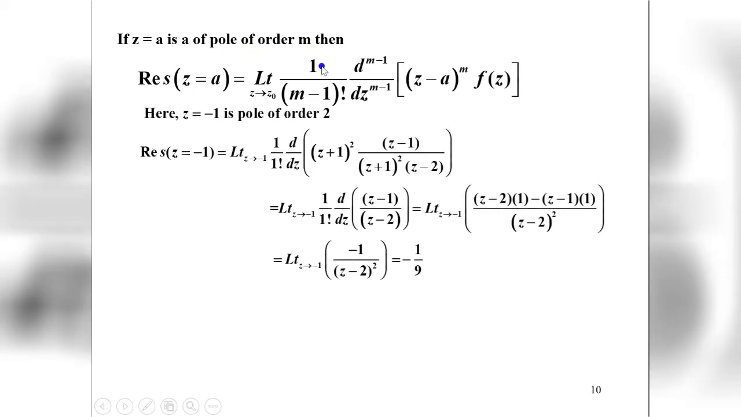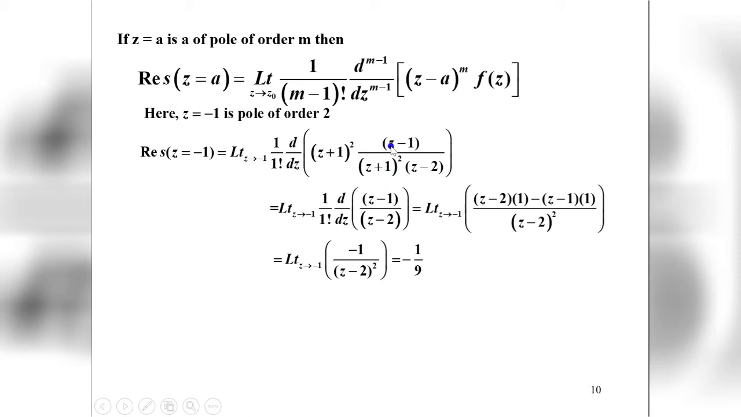So we can apply the second case, that is, a pole of order m. In this formula, just replacing m by 2, since it is a pole of order 2, we get the limit as z tends to a of 1 by (m minus 1) factorial, that is (2 minus 1) factorial, d by dz to the power m minus 1, of (z minus a) to the power m times f(z), where a is -1, so it becomes (z plus 1) whole square, and the function is (z minus 1) divided by (z plus 1) whole square (z minus 2).